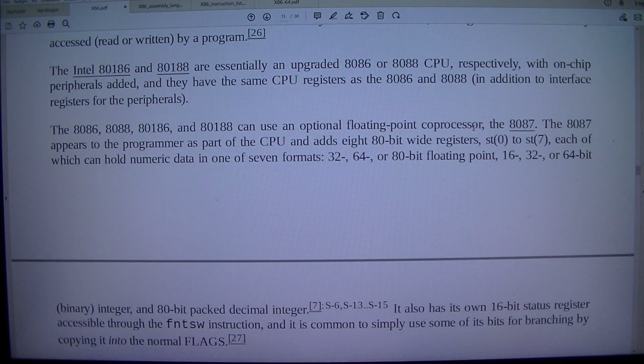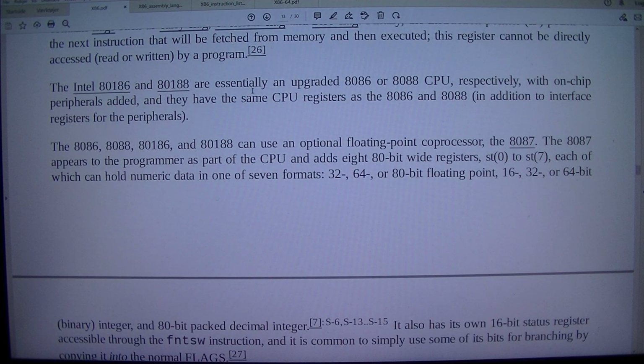26. The Intel 80186 and 80188 are essentially an upgraded 8086 or 8088 CPU, respectively, with on-chip peripherals added, and they have the same CPU registers as the 8086 and 8088, in addition to interface registers for the peripherals.